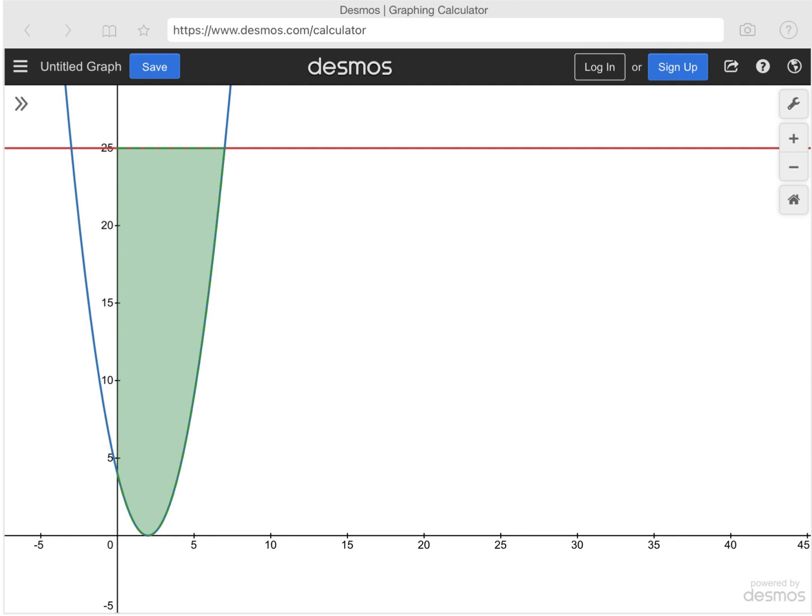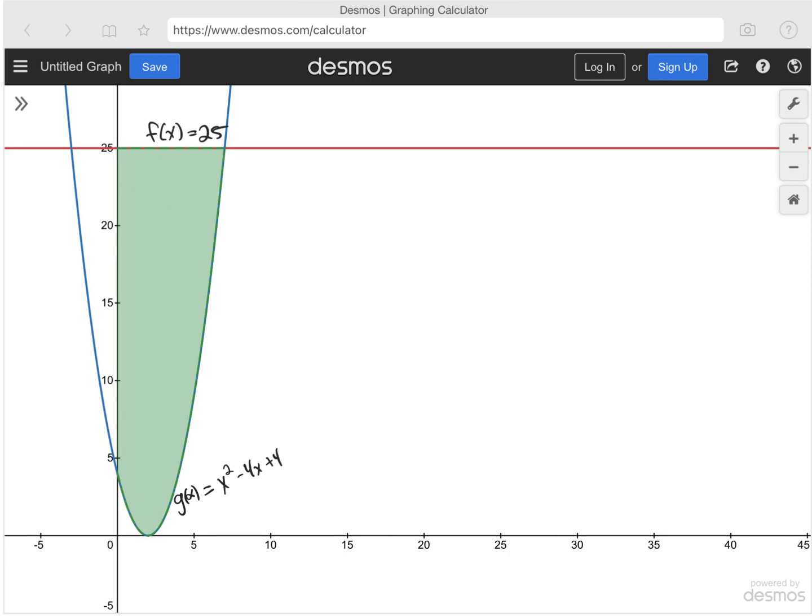All right, well, let's look at our first example. I've gone ahead and graphed this in Desmos. Let me write down what the functions are. I'm considering f of x to be equal to 25, and I'm considering g of x to be equal to x squared minus 4x plus 4. And I'm only going to consider the area that's shaded.